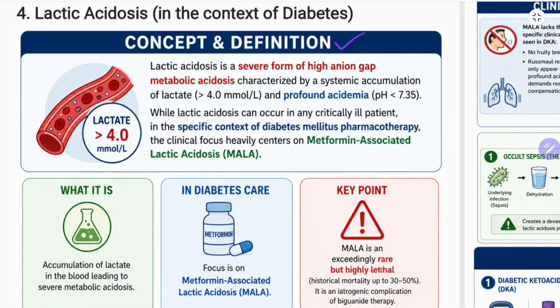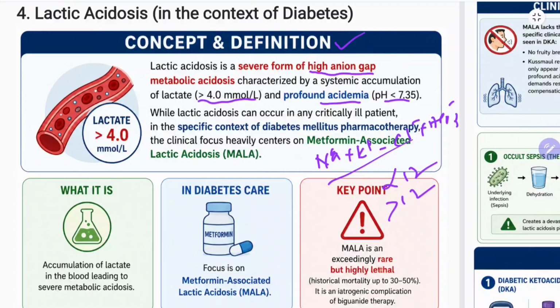So, concept and definition. Lactic acidosis is a severe form of high anion gap metabolic acidosis characterized by a systemic accumulation of lactate more than 4 millimole per liter and profound acidemia, pH less than 7.35. So lactic acidosis means there should be three things. There should be a high anion gap, which is calculated by sodium plus potassium minus chloride and bicarbonate. Normally the anion gap is less than 12, so it will be more than 12 in high anion gap acidosis.